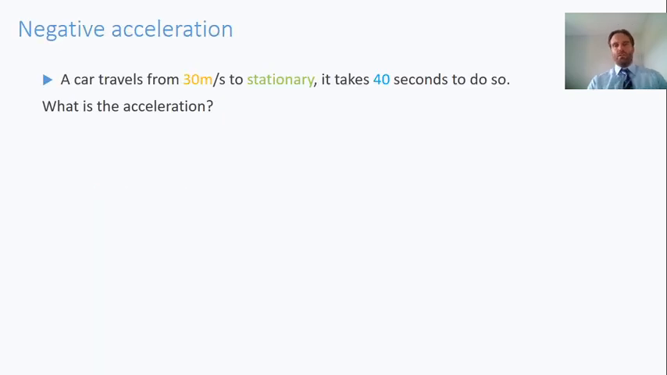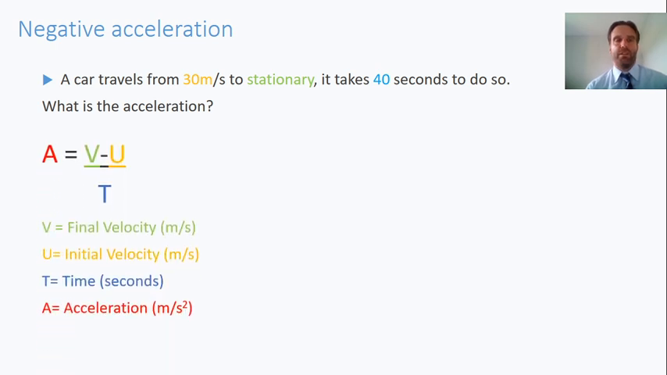Okay, just as we said at the start of the video, we can also have a negative acceleration. So it's possible that things might be slowing down. A car travels from 30 meters per second to stationary, it takes 40 seconds to do so. This time we're going to ask what is the acceleration. Because it's gone from 30 meters per second to stationary, it means it's slowed down. So we're actually looking at a deceleration or a negative acceleration.